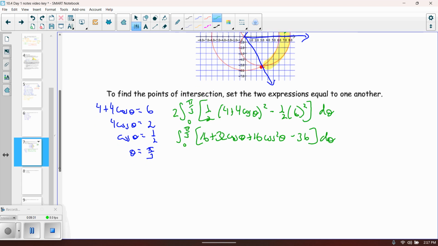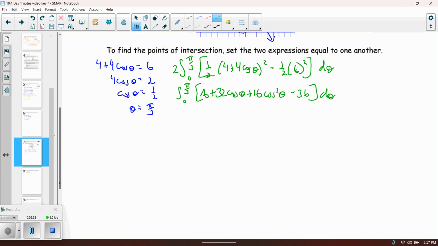Let's go ahead and combine our constants. From 0 to pi thirds, 16 minus 36 is negative 20, so we're going to have 32 cosine theta plus 16 cosine squared theta minus 20 d theta.